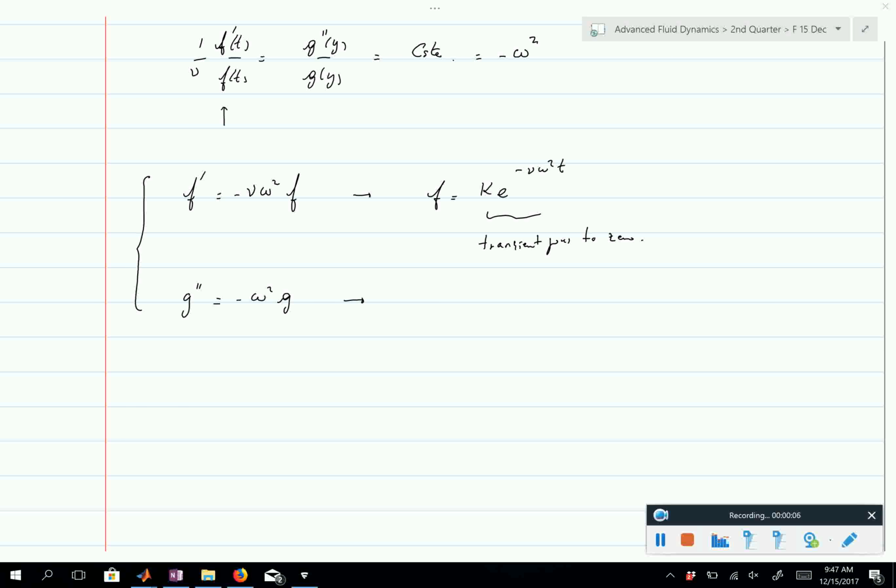So now we do the same for the function of y. The solution to that second order ODE, because we have a negative sign, is going to be cosines and sines. So we know that g is going to be equal to a combination of a cosine and a sine. Sorry, omega squared, because the constant is omega squared.